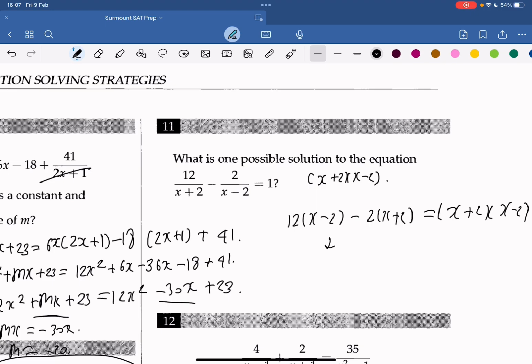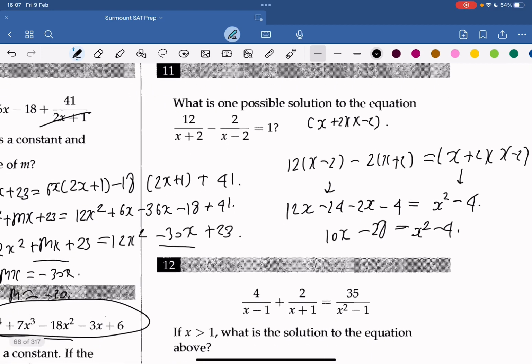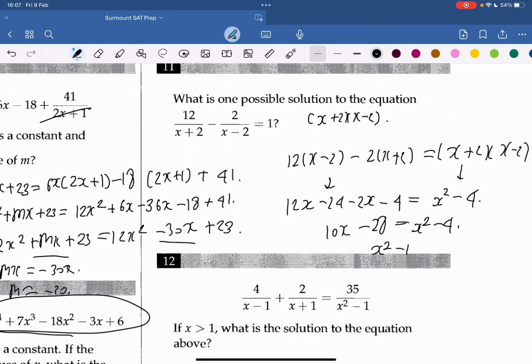And here we get 12x minus 24 minus 2x minus 4 is equal to, here we can simplify this as x squared minus 4. And if we subtract 12x by 2x, we get 10x, and then if we combine negative 24 and negative 4, we get negative 28. And that's equal to x squared minus 4. And let's set that up to one side. We'll get x squared minus 10x plus 24 is equal to 0.